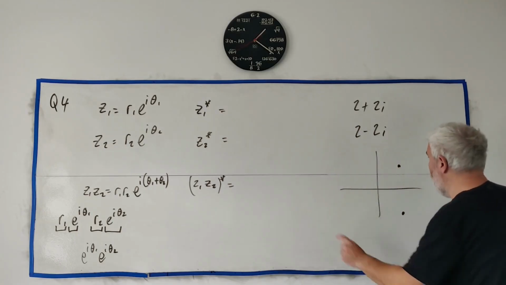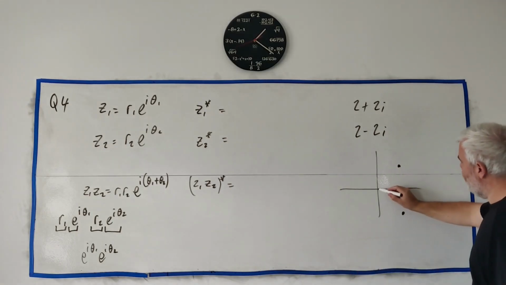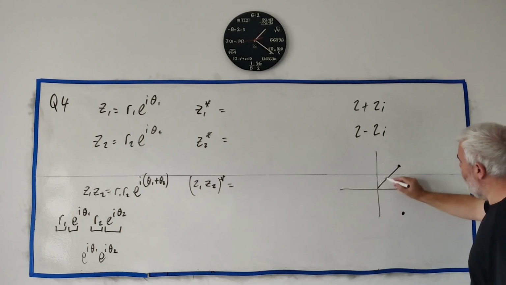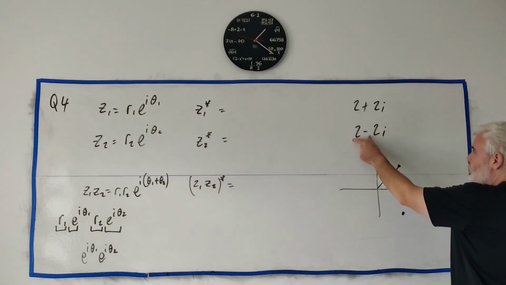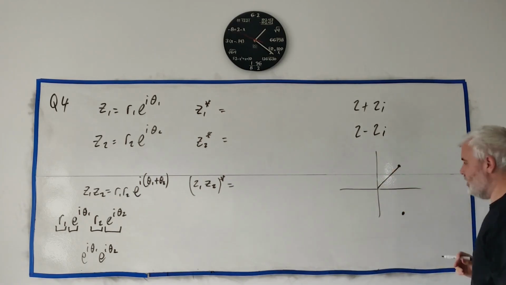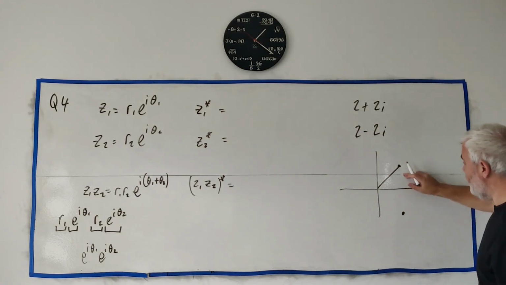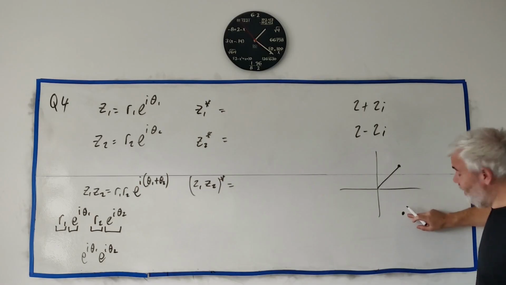Let me draw it in polar form. In polar form we need this angle here and we go out this length. It doesn't matter what that length is. I guess it's 4 plus 4, 8. Square root of 8 is this length. The conjugate is still here. This is still the complex conjugate.